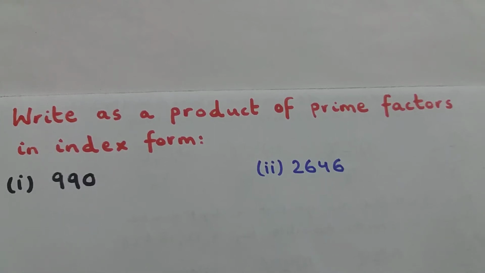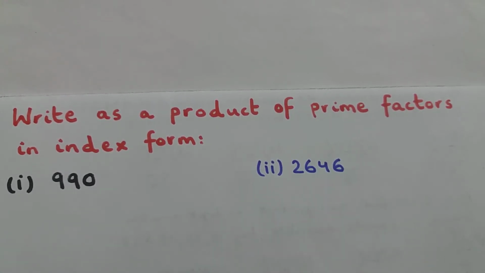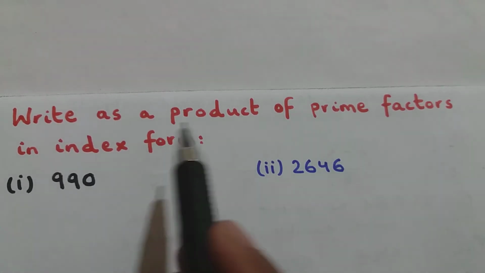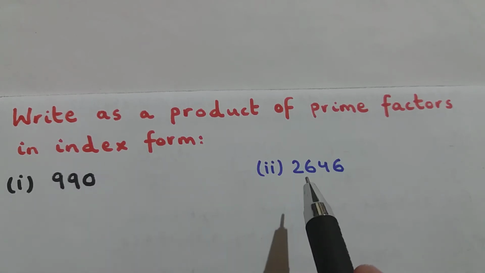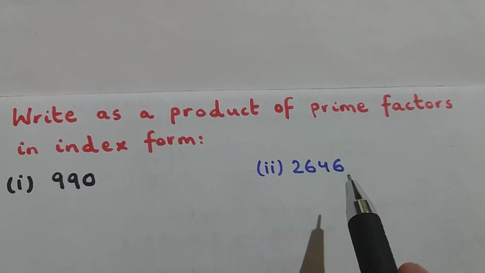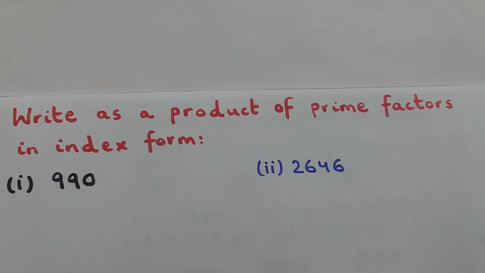Welcome. Here the question says write as a product of prime factors in index form, and they have given us two numbers, 990 and 2646. So we have to write 990 as a product of its prime factors in index form, and we have to write 2646 as a product of its prime factors in index form. So let us start solving this question.